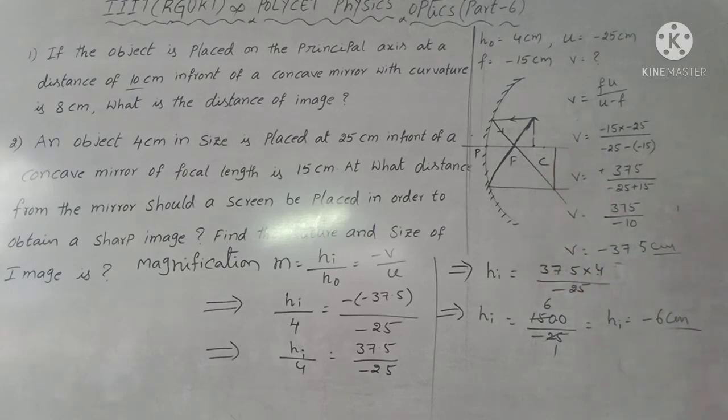Okay now. So for the image formed by the concave mirror, the formula FU/(U − F) is the shortest formula to use in the examinations.